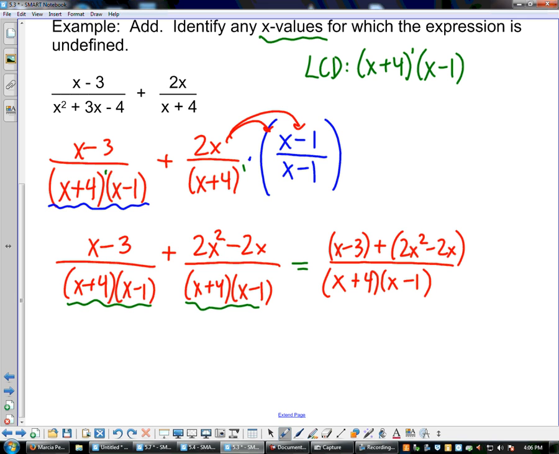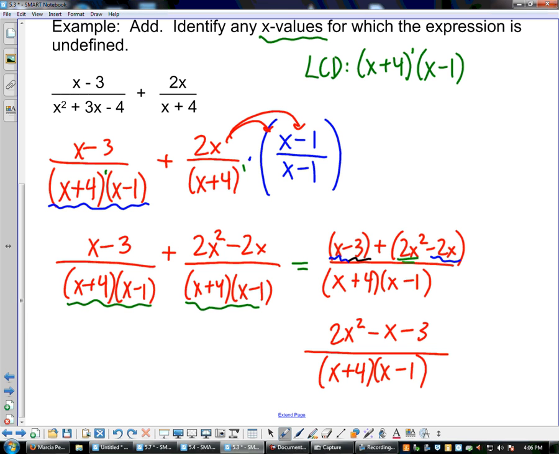And now if we clean up that numerator a little bit, we'll have 2x squared, and we'll have a minus 1x, and a minus 3. And that's all over our least common denominator. And that's it. We're done.